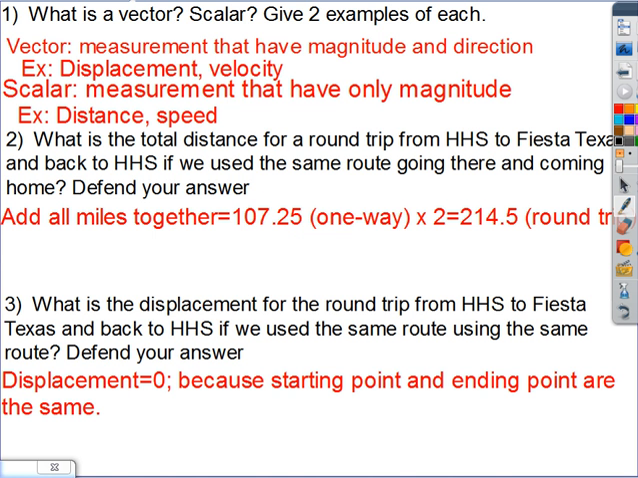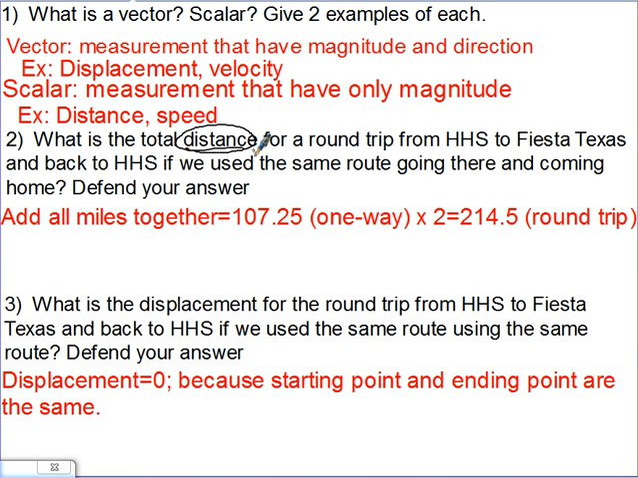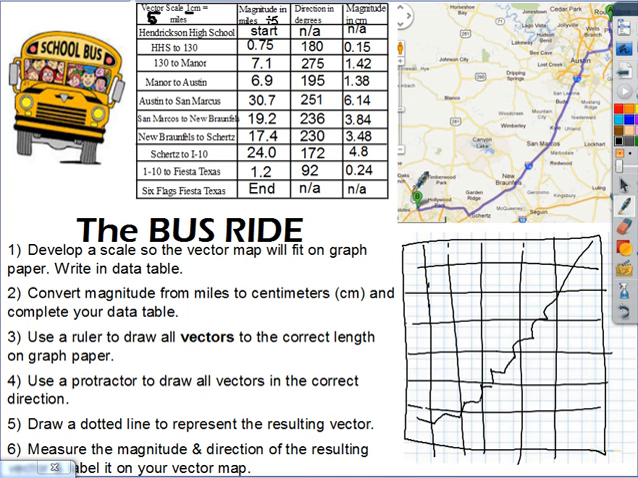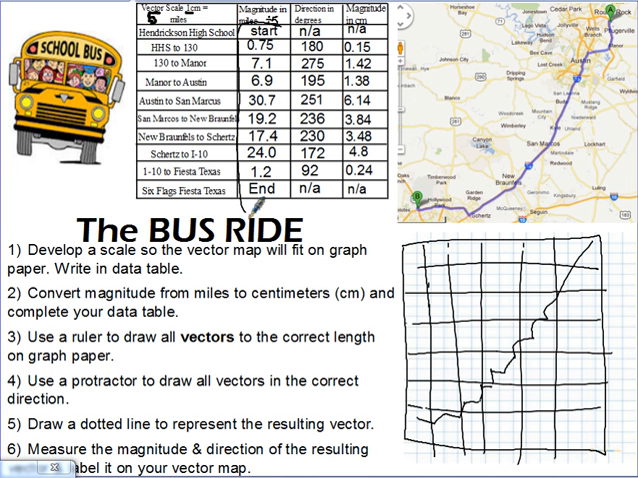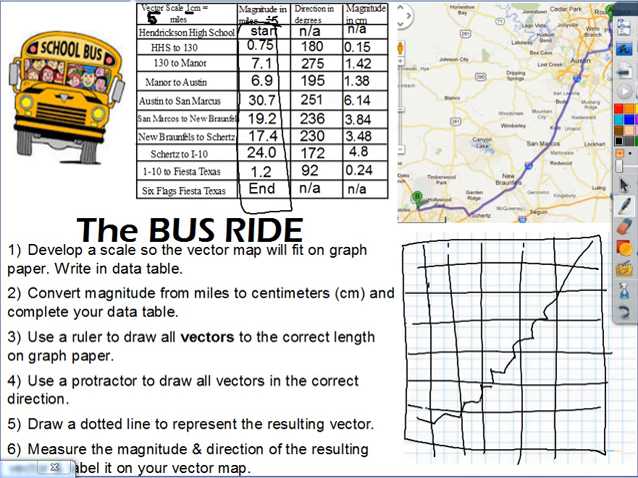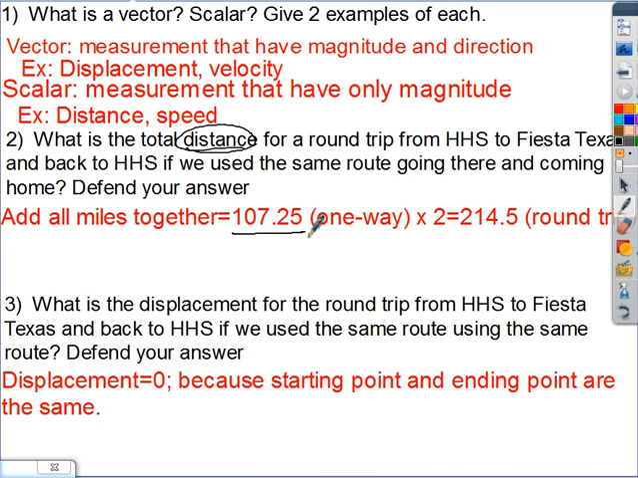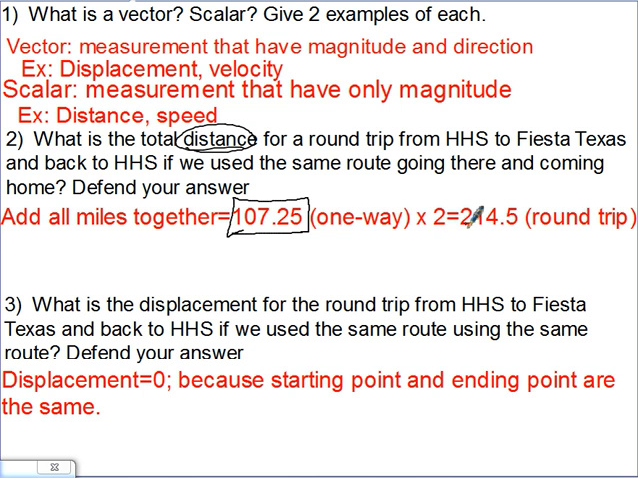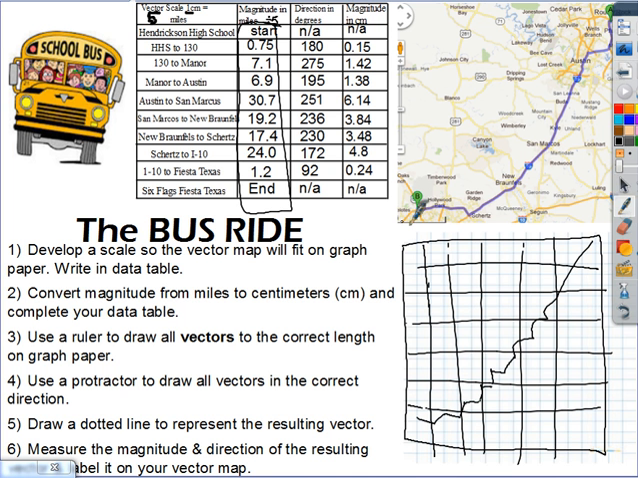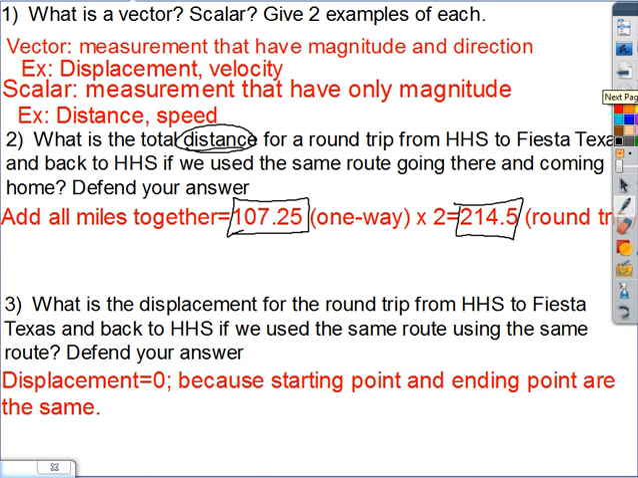Okay, the first one asks you for total distance. Again, that is a scalar quantity, so we don't need direction. We just need to add up all of these miles right here. Add those all up, hit the total button on your calculator, and you get 107.25 miles. That's the one-way trip. Multiply that times 2, gives you the two-way trip, 214.4. Displacement, however, is magnitude and direction, and since our round trip started here, went all the way this way, and then turned around and went all the way back, we ended at the same spot we started at, so our displacement is 0.